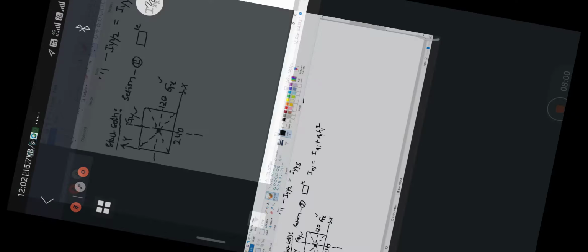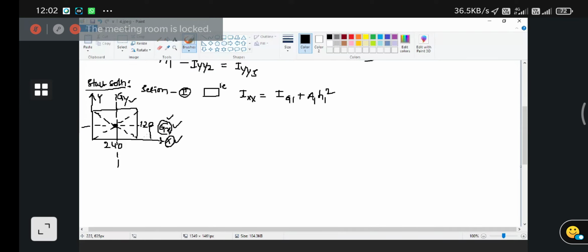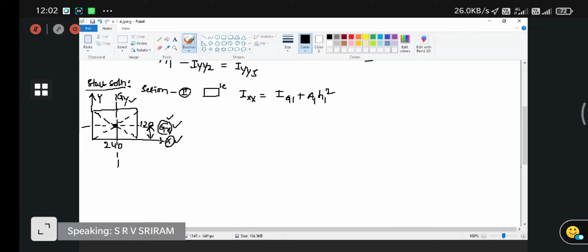If I apply the parallel axis theorem, here Gx is parallel to the x-axis. This x-axis is my base axis, and Gx is my centroidal axis for the rectangle. Whatever the distance between these two parallel axes, from here to here, it is half of your height. So that will give you 60, which is 120 divided by 2. So 60 is the centroidal distance, which is equal to your h1 in this formula.